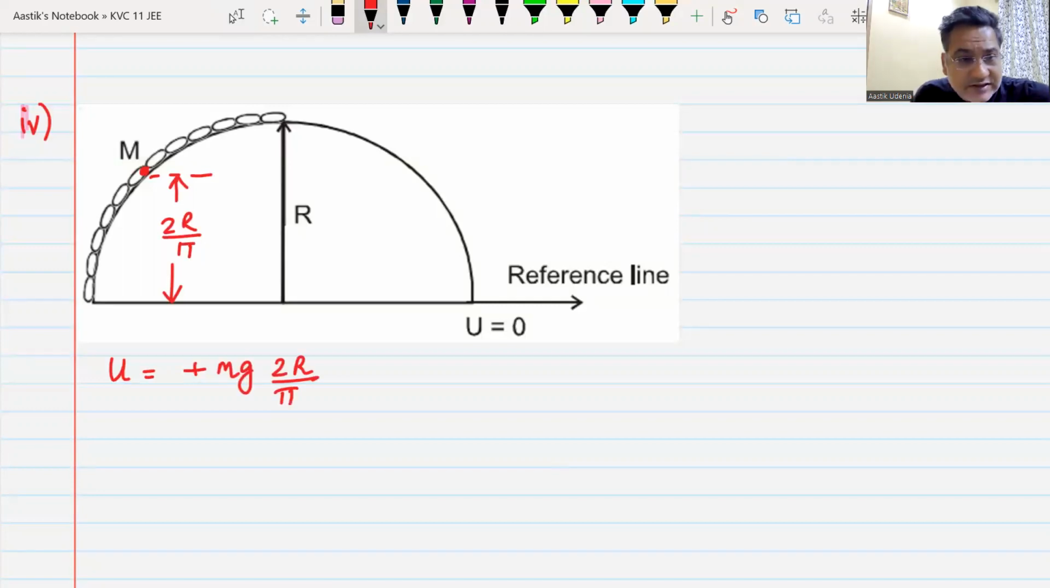You must remember these standard results because they are going to help you solve some difficult problems very, very easily. So on that note, I will wind off this class. In today's class, we have discussed the concept of potential energy, and tomorrow we will go ahead and solve some problems on this.